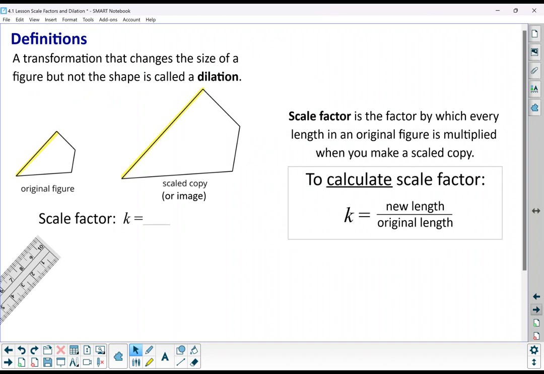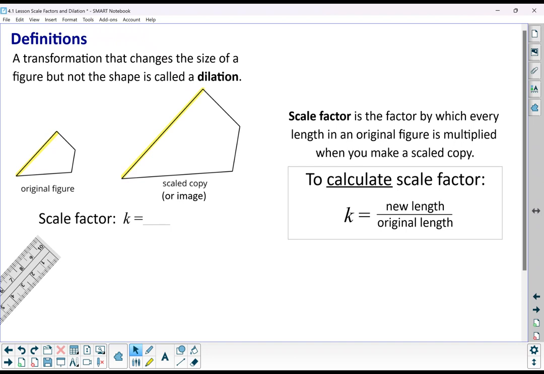So, first definition, a transformation that changes the size of a figure but not the shape is called a dilation. So you can see that I have a kite shape right here. That's my original figure, the one on the left that's kind of small. And if I dilate it, if I change the size of the figure but not the shape, so in this case I made it bigger, that scaled copy is a dilation of the original figure. Sometimes that will be called the image.